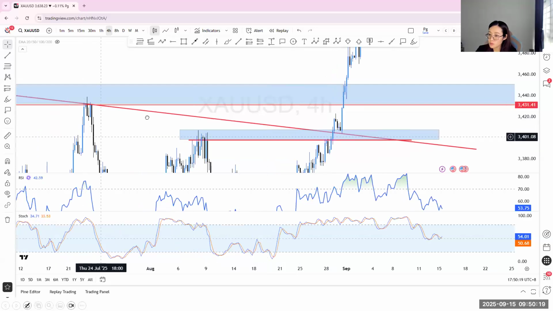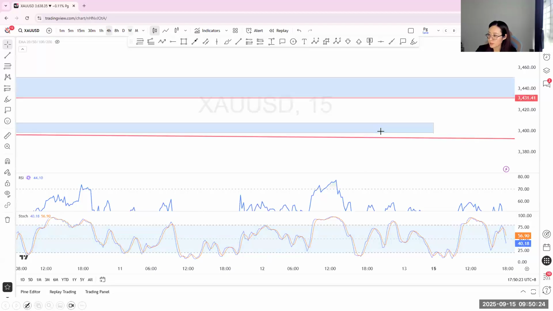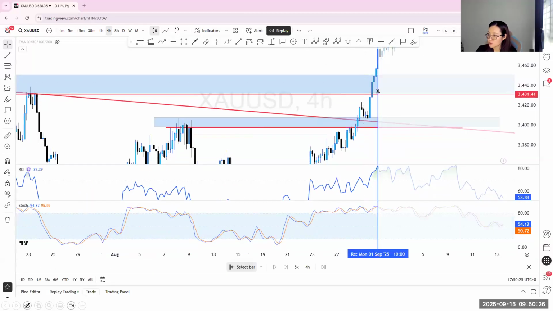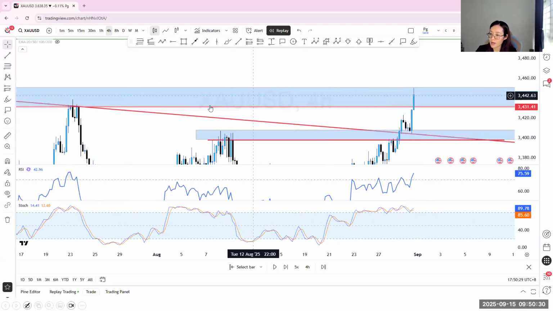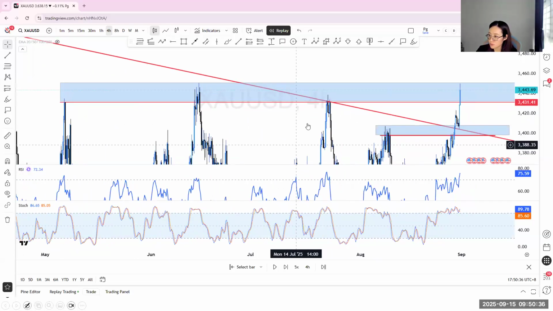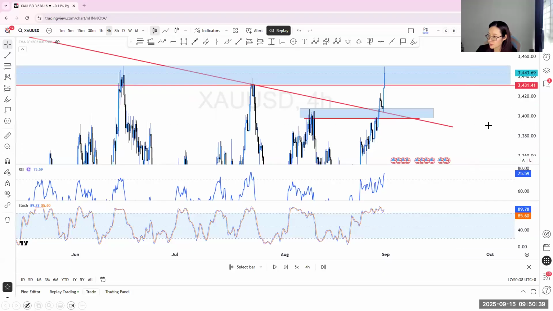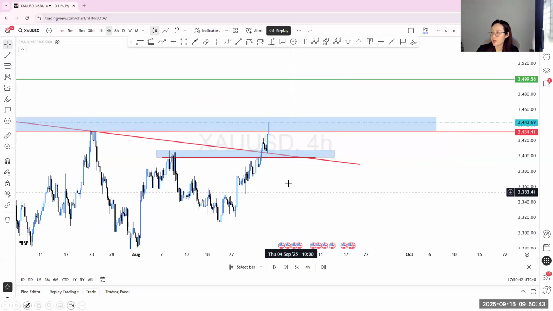If you want to even zoom in to M15, let me move it down to here. We want to make sure, this is our resistance, or the zones, right? These are the resistance zones. Now I want to make sure, is this price going to break above, or pull back from here and continue to rise?